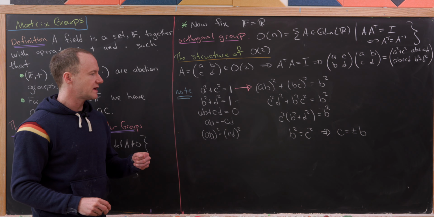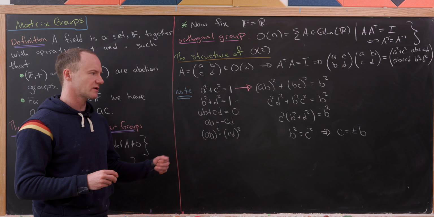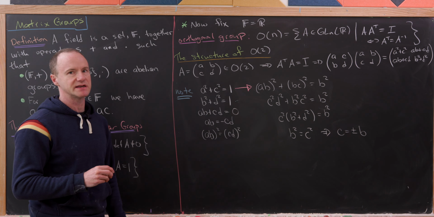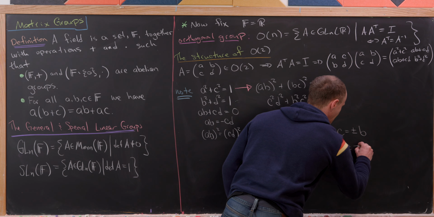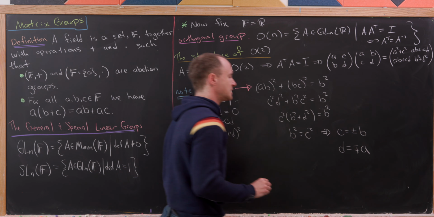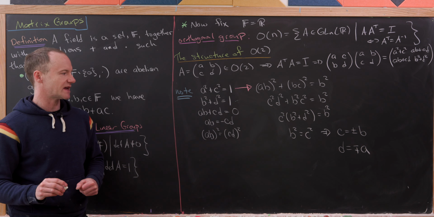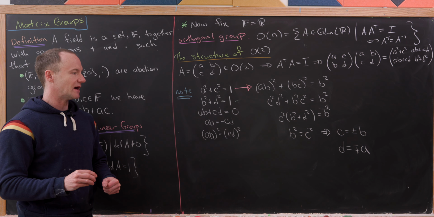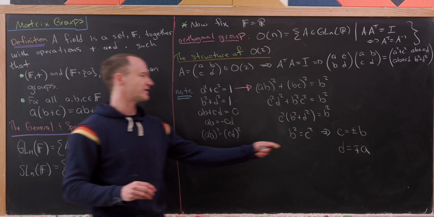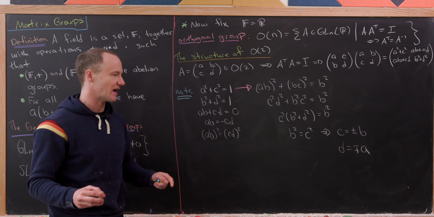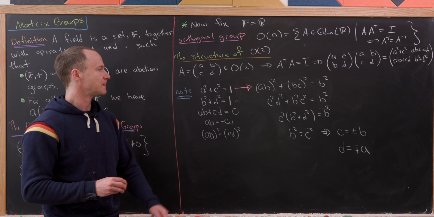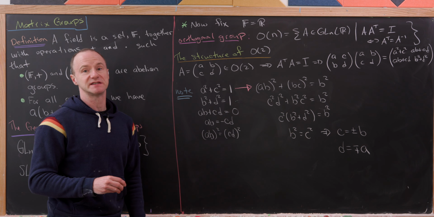But now we can also play a similar game using the fact that B is plus or minus C to get down to D is minus or plus A. So what I mean by plus-minus and minus-plus is that if we've got C is equal to positive B, then that means that D is equal to negative A, and vice versa. Okay, so let's see what we can do with this information.